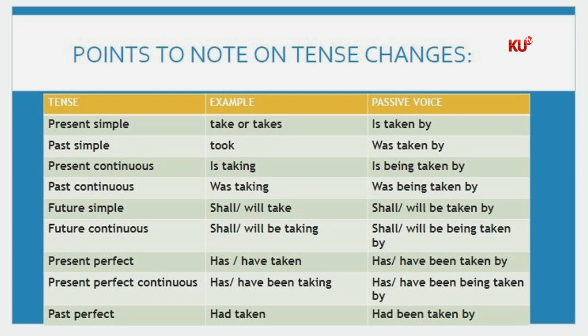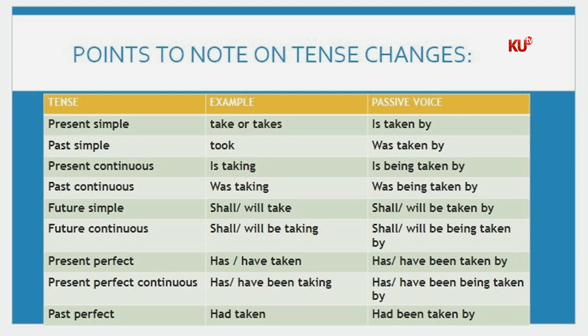When you come to past simple tense, for example, took. If your sentence is in past simple tense, then you will use the helping verb was. So you say was taken.